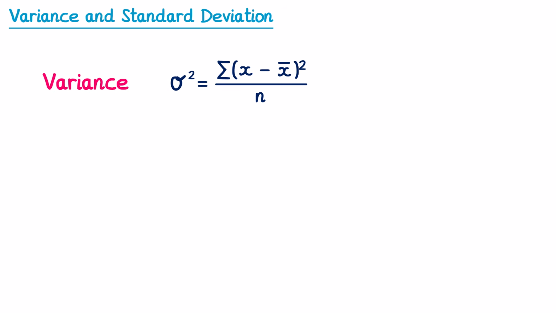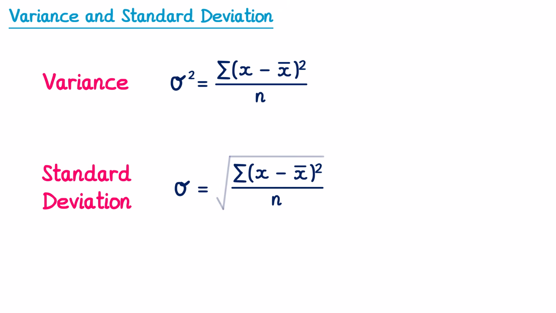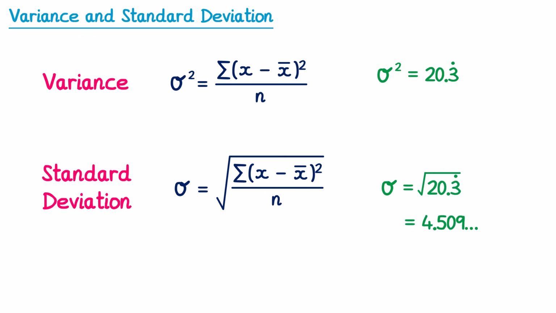The other measure I mentioned was the standard deviation. The symbol for the standard deviation is just a sigma, without the squared on it. That's because the standard deviation is just the square root of the variance. So for its formula, we just take the variance formula and square root it. So for the green set of data, we worked out the variance at 20.3 recurring. So the standard deviation, which is just sigma, will be the square root of the variance, so the square root of 20.3 recurring, which is 4.509 and so on.